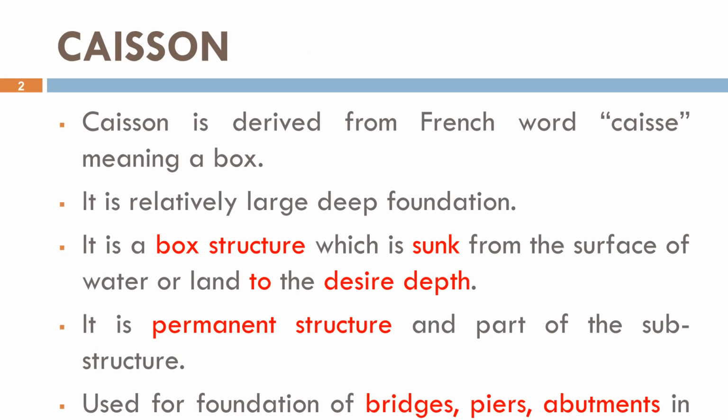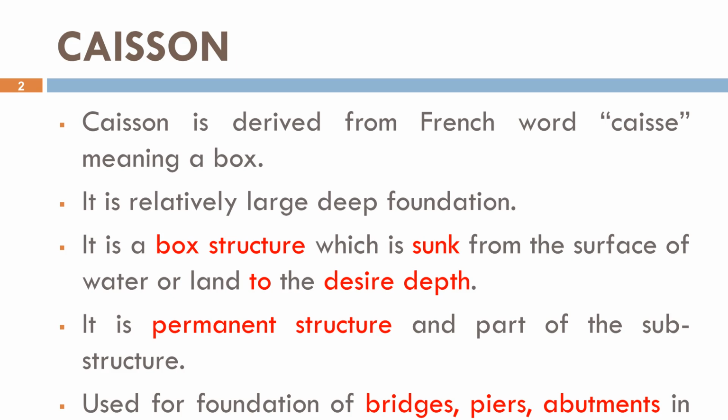The word caisson is derived from the French word caisse, which means a box. A caisson is a large, hollow, deep foundation that is constructed on land or water and then sunk to the required depth. Once placed, it becomes a permanent part of the substructure. Caissons are commonly used for the foundations of bridges, piers, abutments, docks, harbors, and offshore structures, especially where construction takes place in rivers, lakes, or seas.